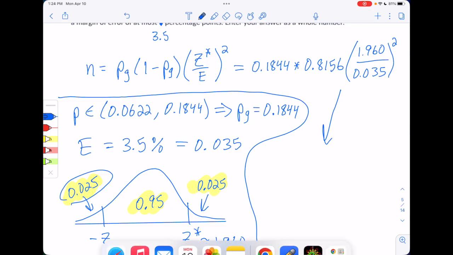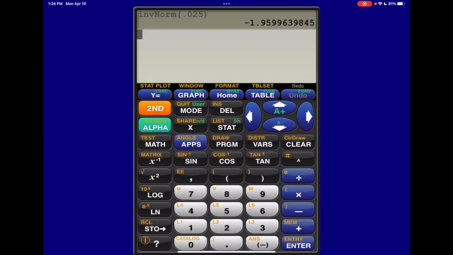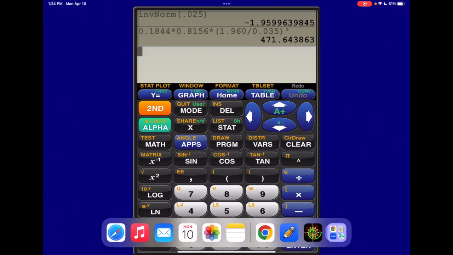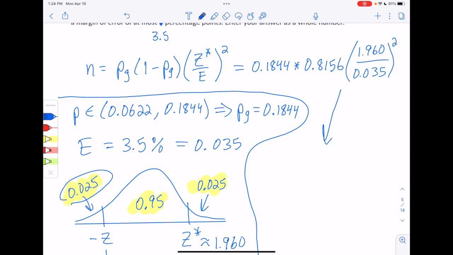So let's switch over to the calculator. We want to start off with our guess at p, 0.1844 times 1 minus that, 0.8156, times, very important, open the parenthesis, put your Z star, and don't close the parenthesis yet. Do the division first by the margin of error they want, then close the parenthesis, then square, to make sure we're squaring that whole fraction, not just the denominator. Rounding that, we get about 471.64.